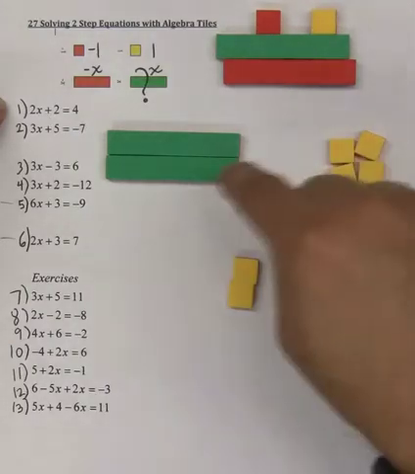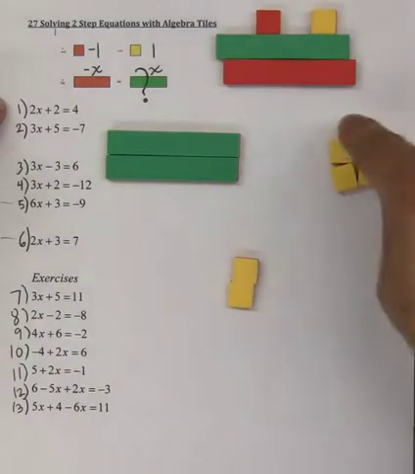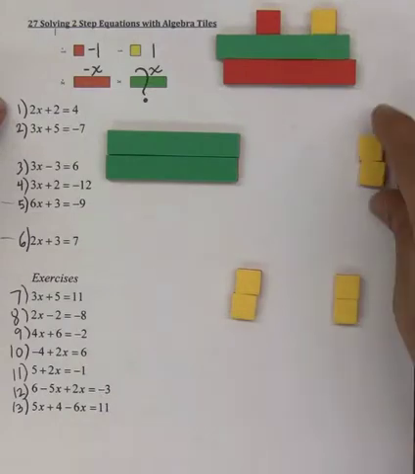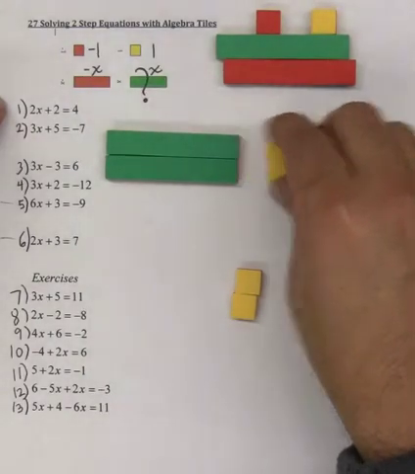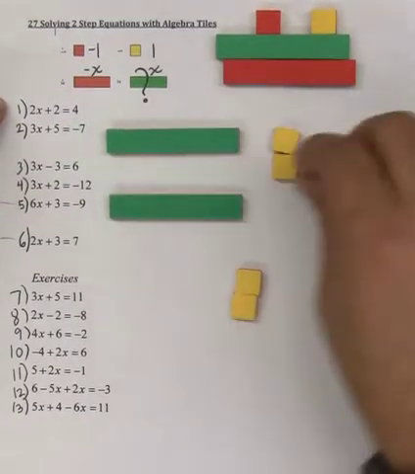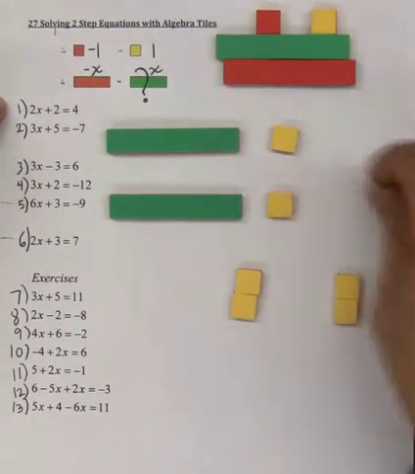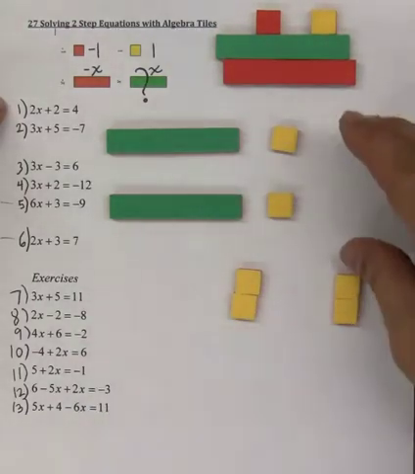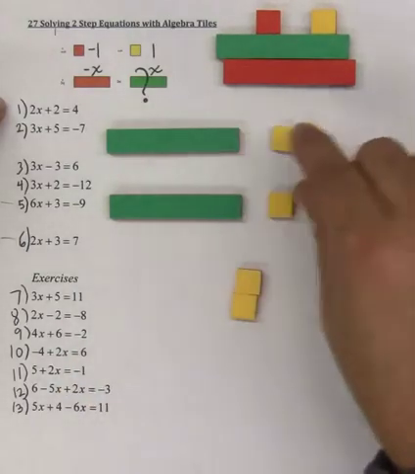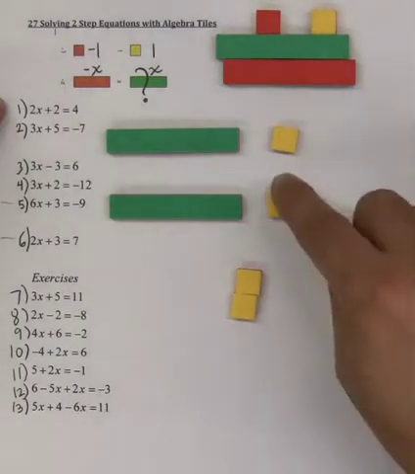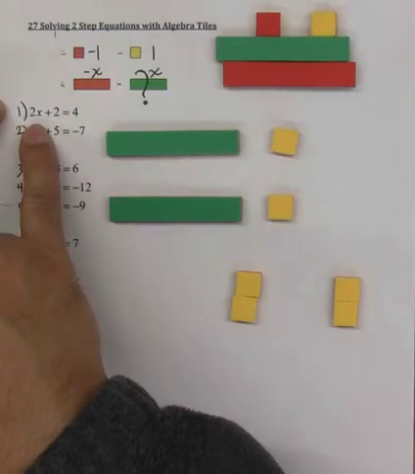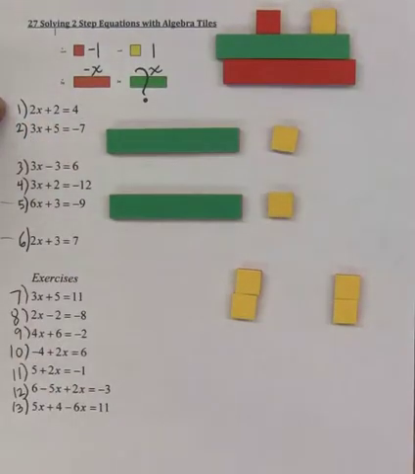But these two were equal, so I have to take 2 from here. So now in this model I know that x equals 1. You can see right there, x equals 1. Before you separate them, you say that 2x equals 2. So x equals 1. So we come back over here and check. 2 times 1, 2, plus 2 equals 4. We solved it correctly.